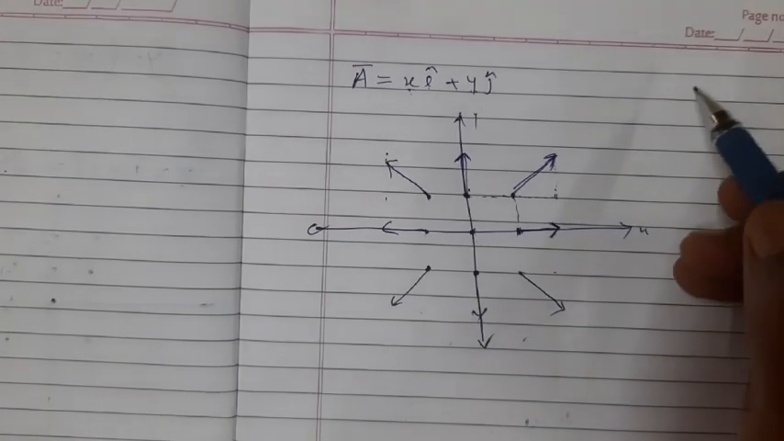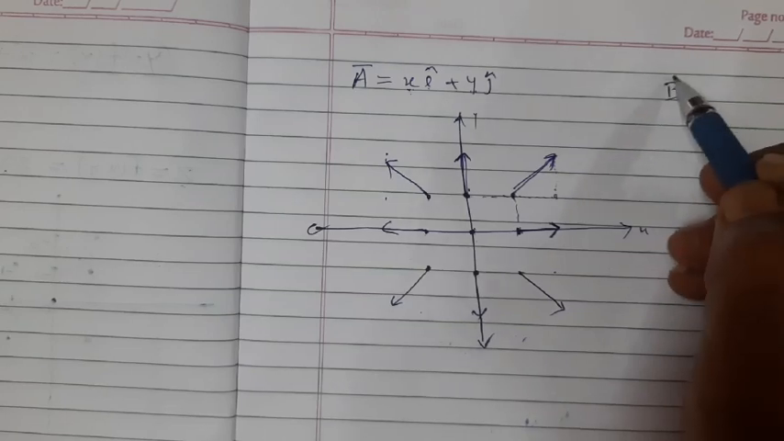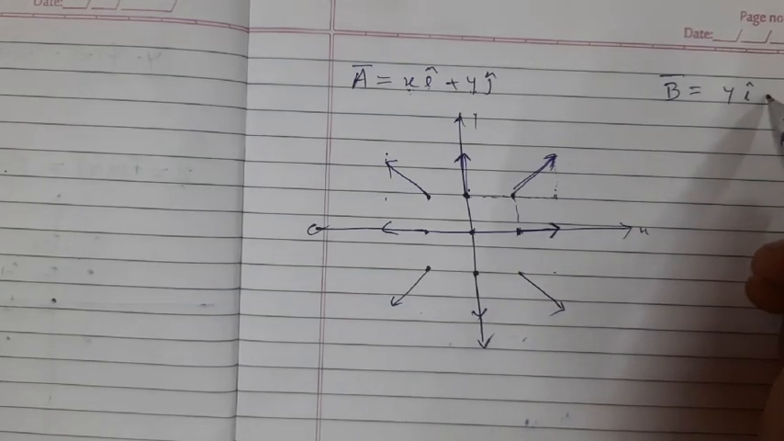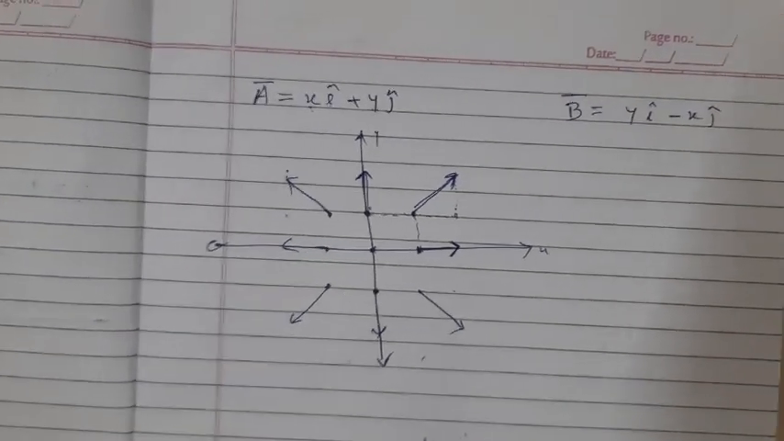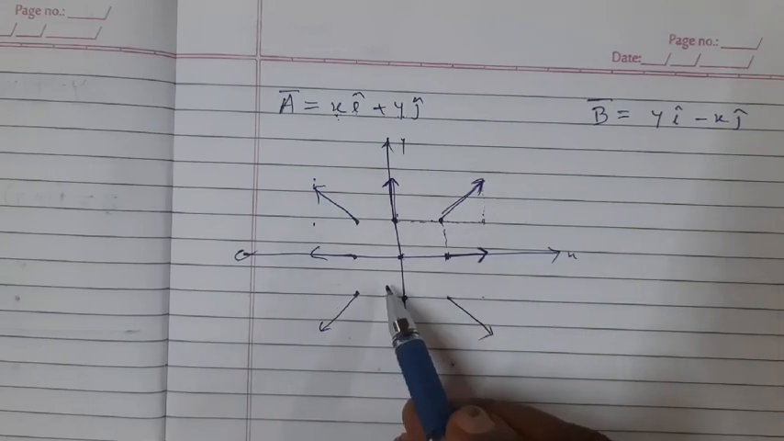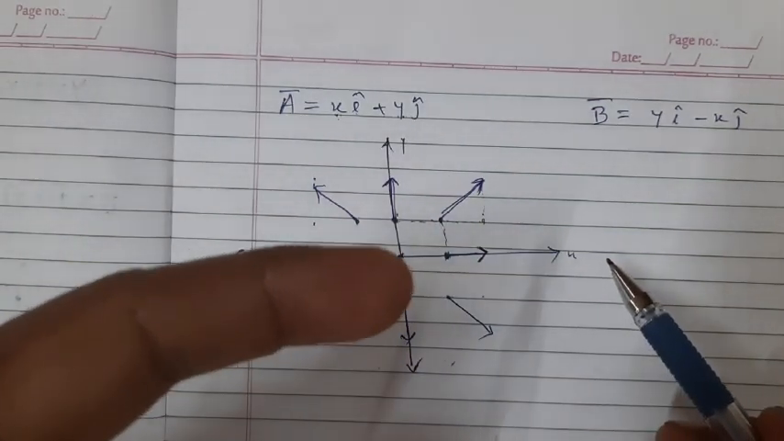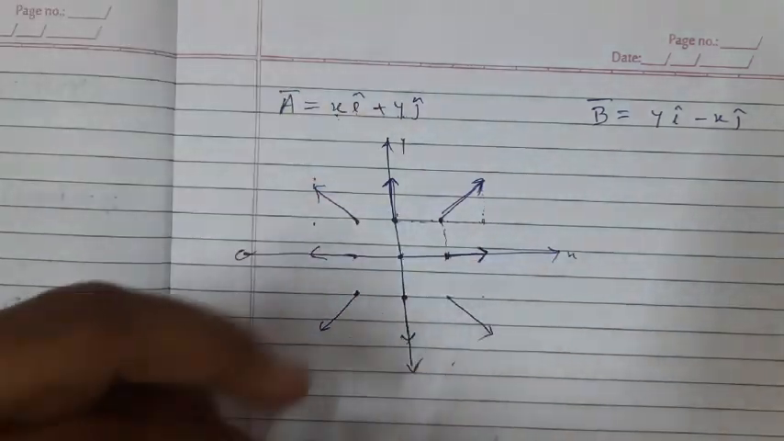I will draw one more vector field or vector function. Let b bar is equal to y i cap minus x j cap. Now these two vector functions have certain meaning, and therefore I am drawing these vector functions. One more thing for this, it is independent of z. Therefore if I raise the z axis somewhere here, everywhere the lines are moving away from the z axis.